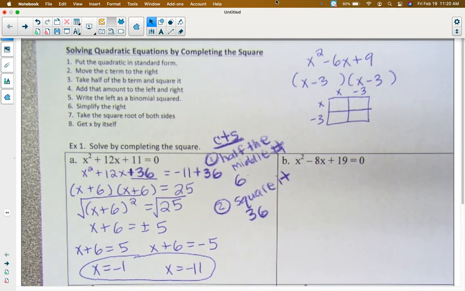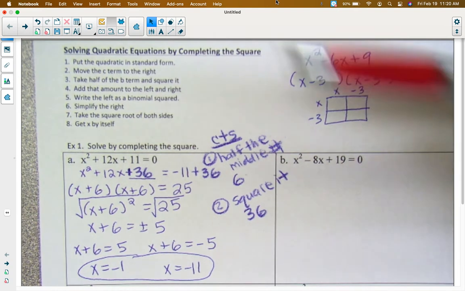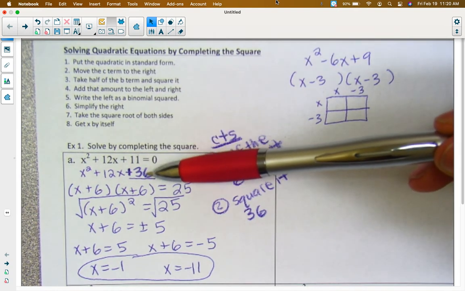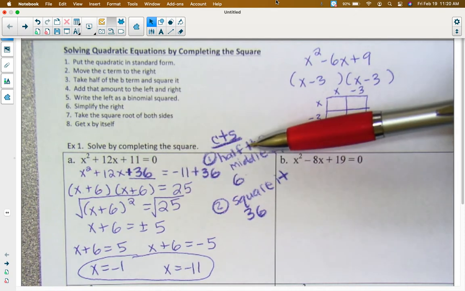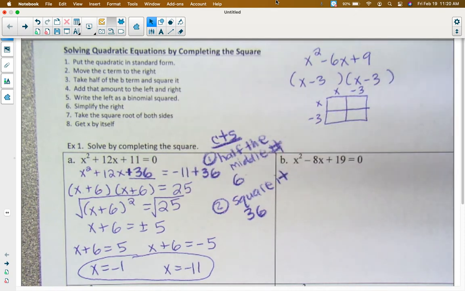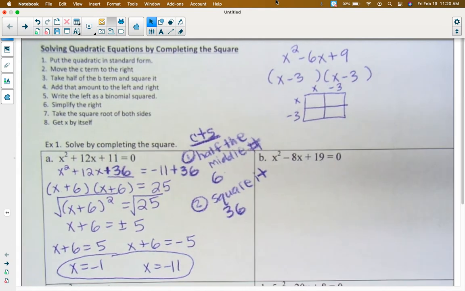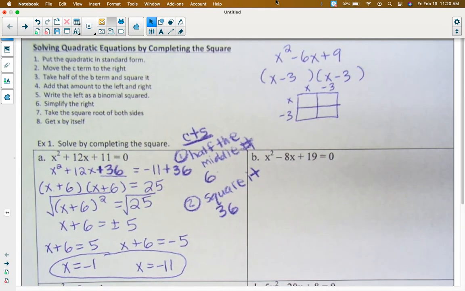So our two steps when you're completing the square, because we purposely want to make this number be a perfect square number, you take half of the middle term, which is your b, and then you square that number. All right, let's go over and try the next one. So we'll follow our steps.